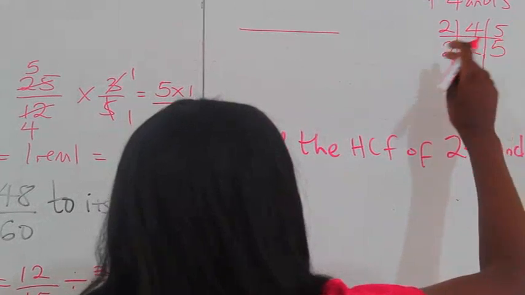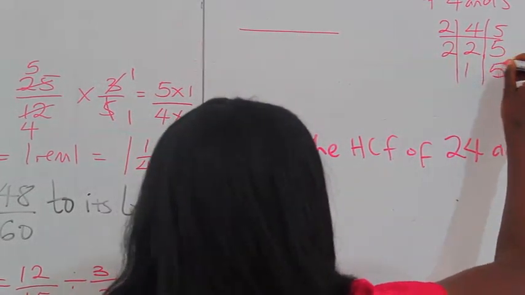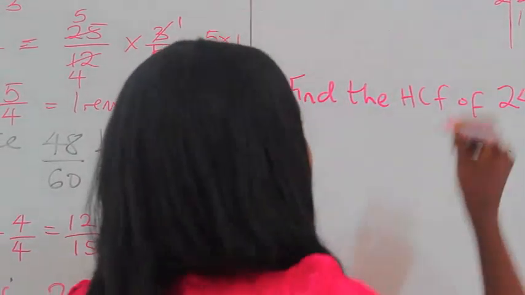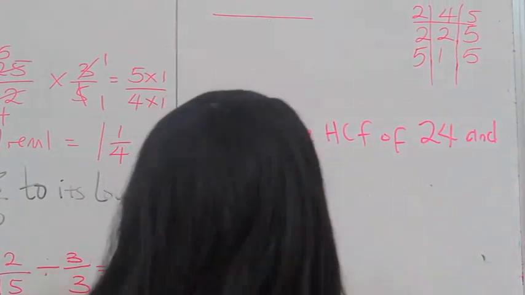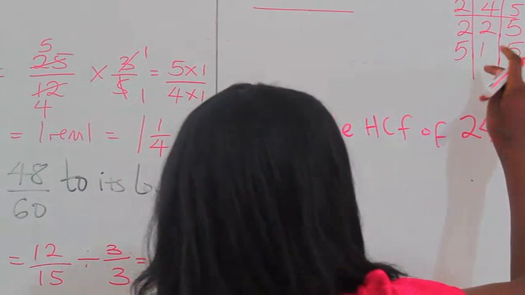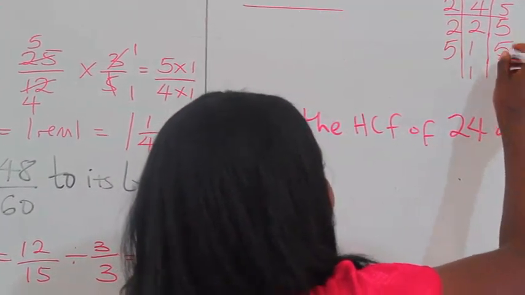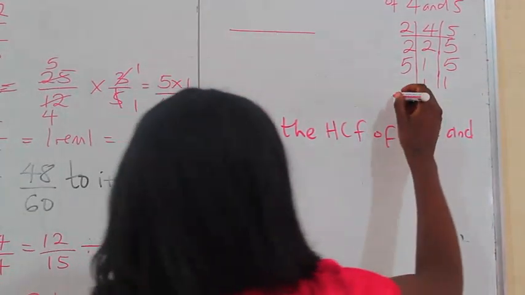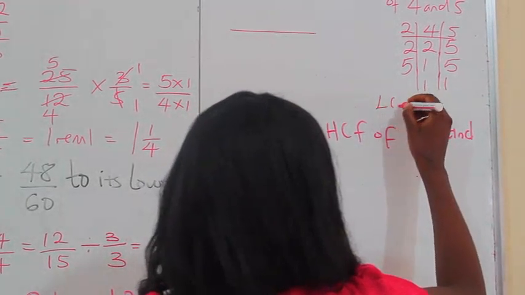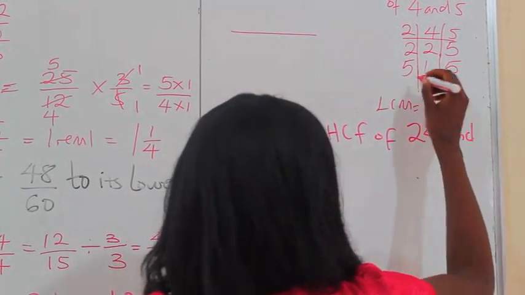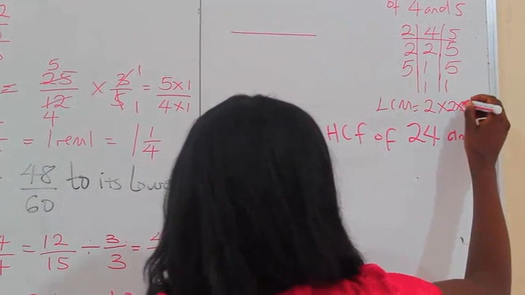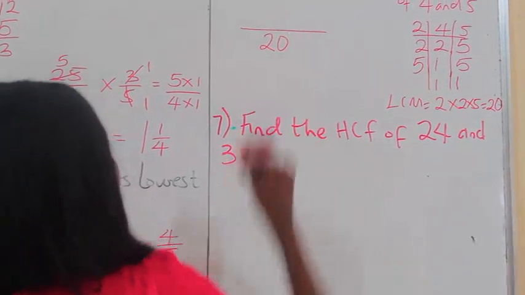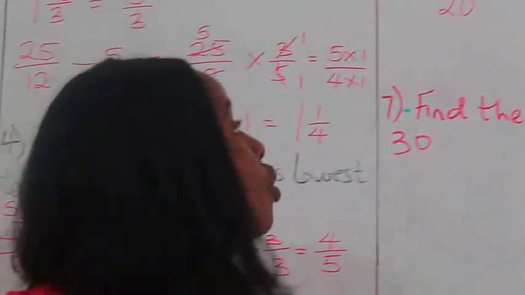We'll still be using 2 again. 2 divided by 2 is 1, and write down 5 because it won't be divided by 2 without a remainder. Then 5 divided by 5, which will give us 1, and 5 divided by 5 will also give us 1. Our LCM here is 2 times 2 times 5, which is equal to 20. Write down 20 here, and we subtract the whole numbers.